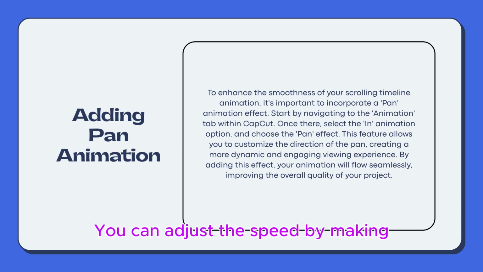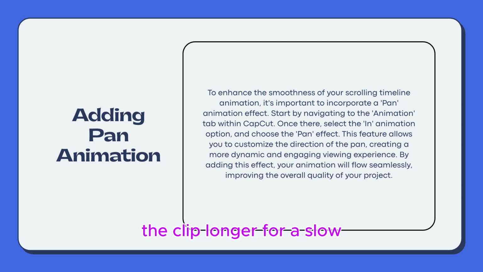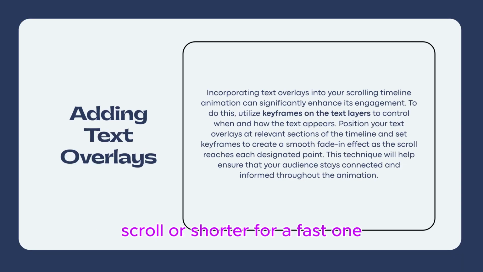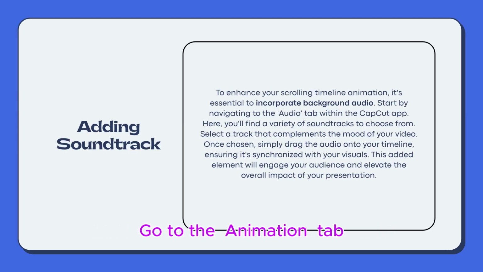You can adjust the speed by making the clip longer for a slow scroll or shorter for a fast one. To enhance it, add a pan animation effect for smoother motion. Go to the Animation tab, select In and choose the pan option, then customize the direction.